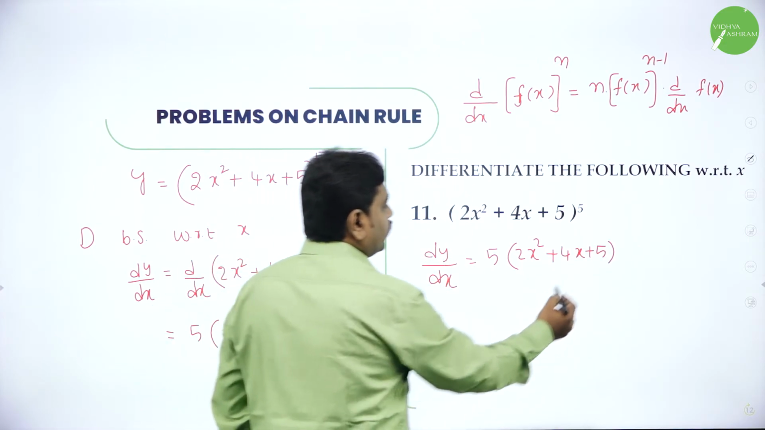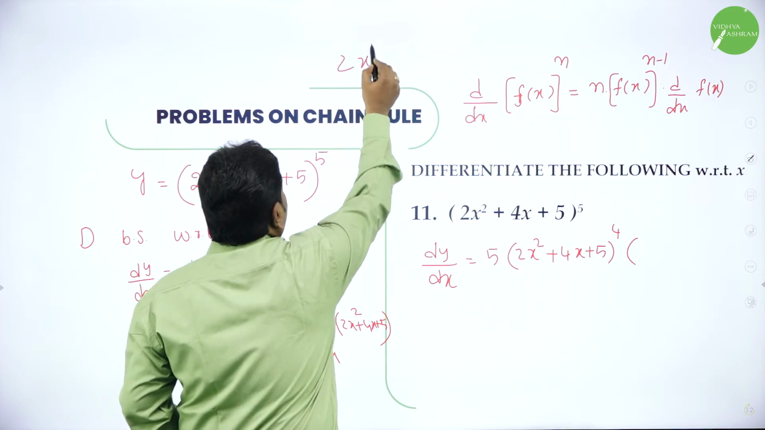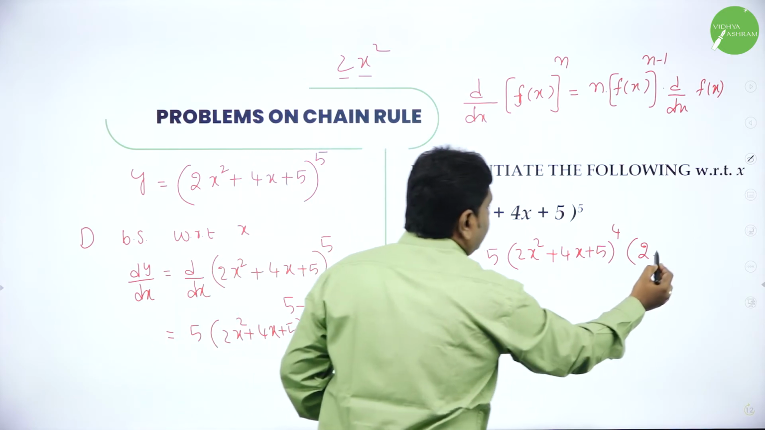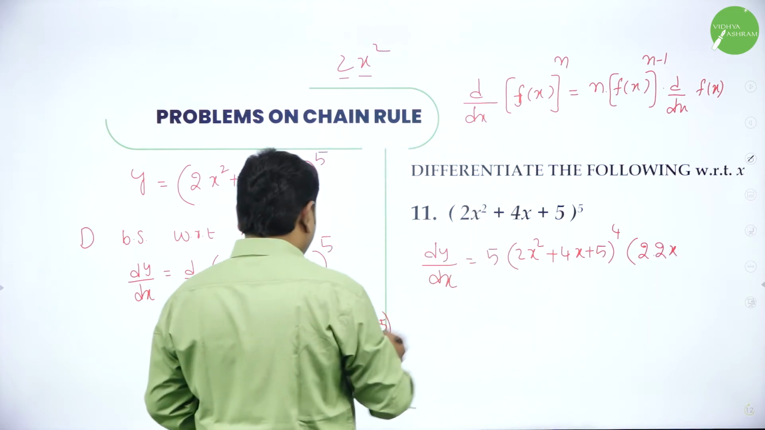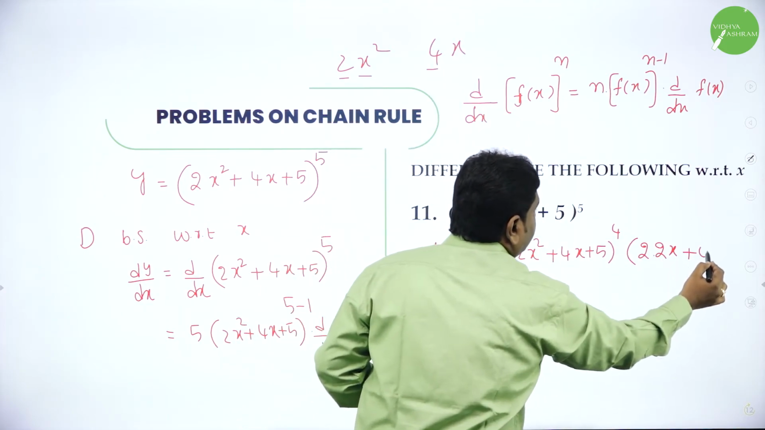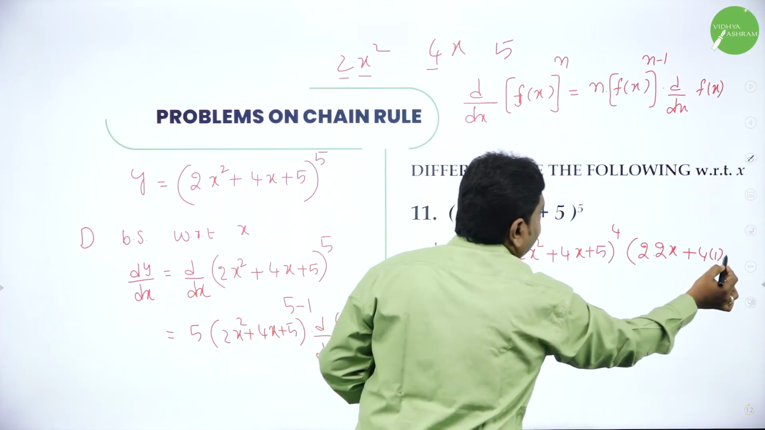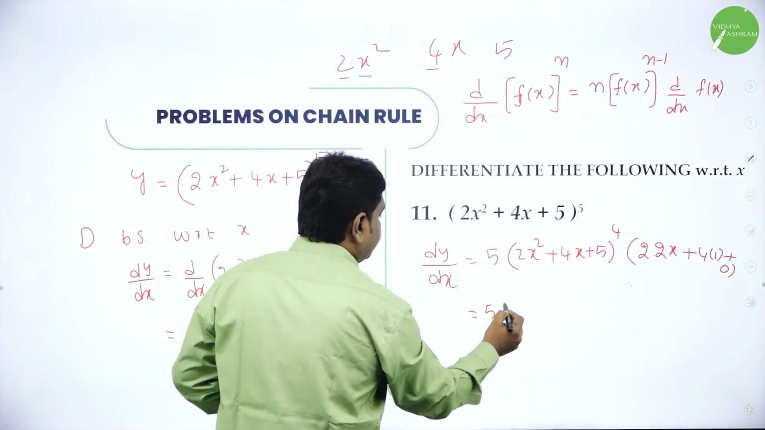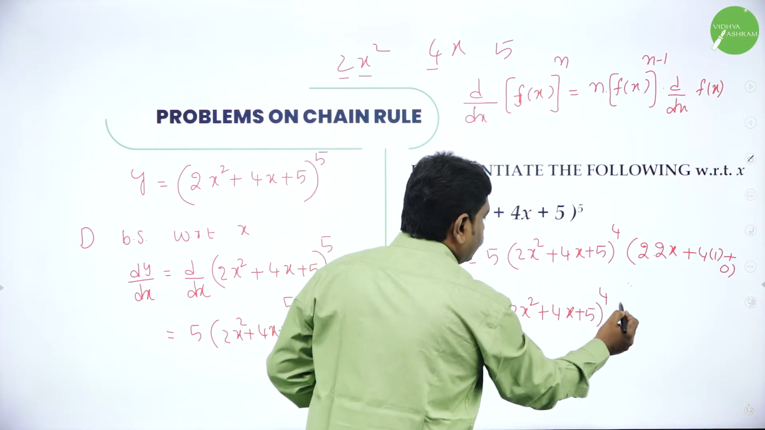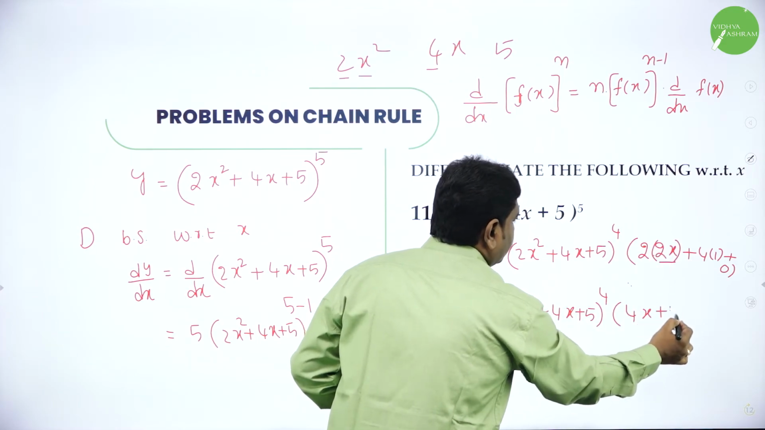5 minus 1. You know what is 5 minus 1? 4. And now 2x square is there. All of you know, in 2x square, 2 is a constant. Constant into function means take 2 outside, and the derivative of x square is 2x. In between we have plus 4x, derivative of 4x: 4 is a constant, take it out, into derivative of x, which is 1. Then we have 5, d by dx of 5, 5 is a number, derivative of 5 is 0. So that is 5 into (2x square plus 4x plus 5) power 4, into 2 into 2x, which is 4x, plus 4 into 1, which is 4.